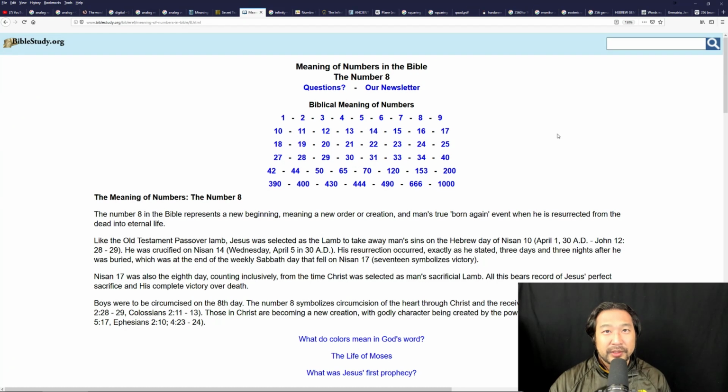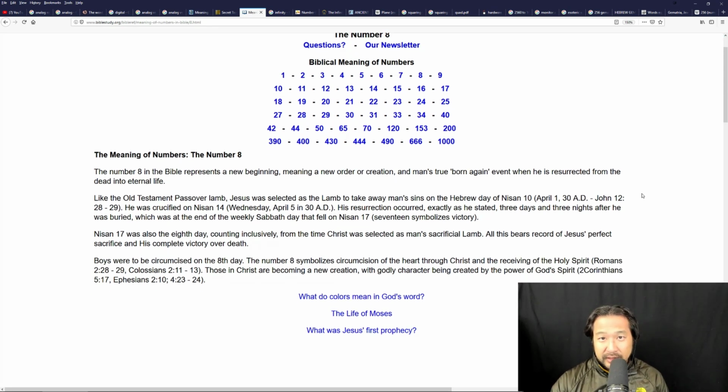Now, when we go into the meaning of numbers in the Bible, the number 8. The number 8 in the Bible represents a new beginning, meaning a new order of creation, which is interesting when you think about digital technology. It is a new creation, at least how we perceive it to be. And man's true born-again event when he is resurrected from the dead into eternal life. Oh, haven't we heard that a lot?